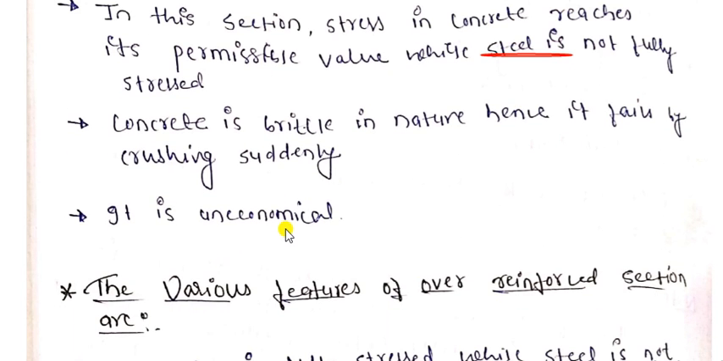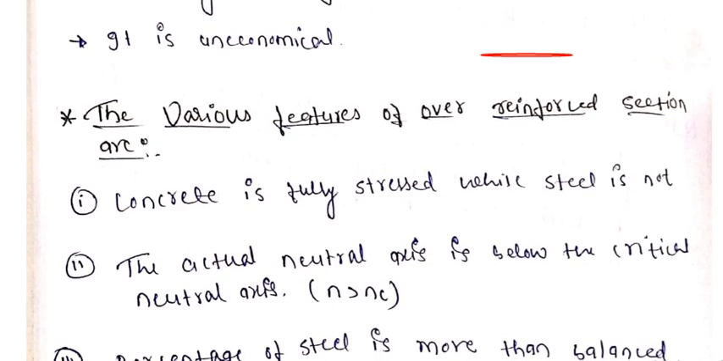Now, it is also uneconomical. Why is this section uneconomical? Because the percentage of steel provided is more, and the cost of steel is more compared to that of concrete. Hence it is uneconomical, and it is also brittle in nature. So ultimately we can say that over reinforcement sections are not fit for the designing of structures. The best type of section to design is the under reinforcement section.